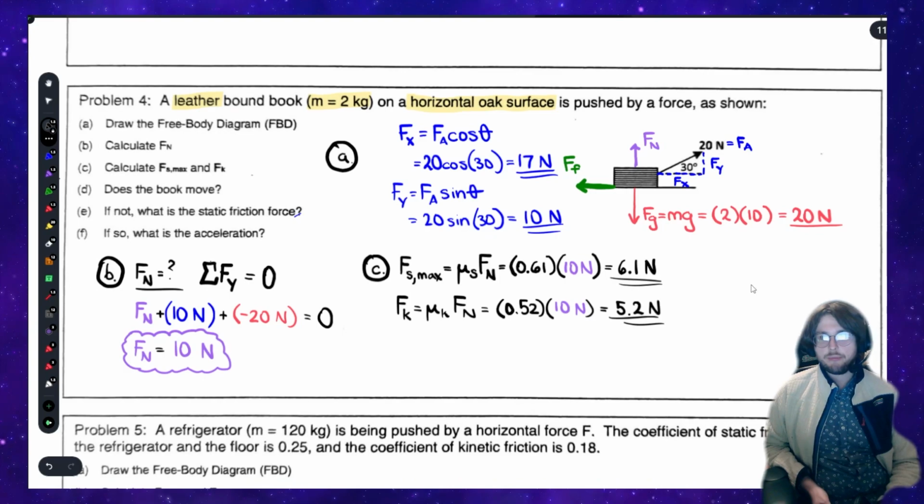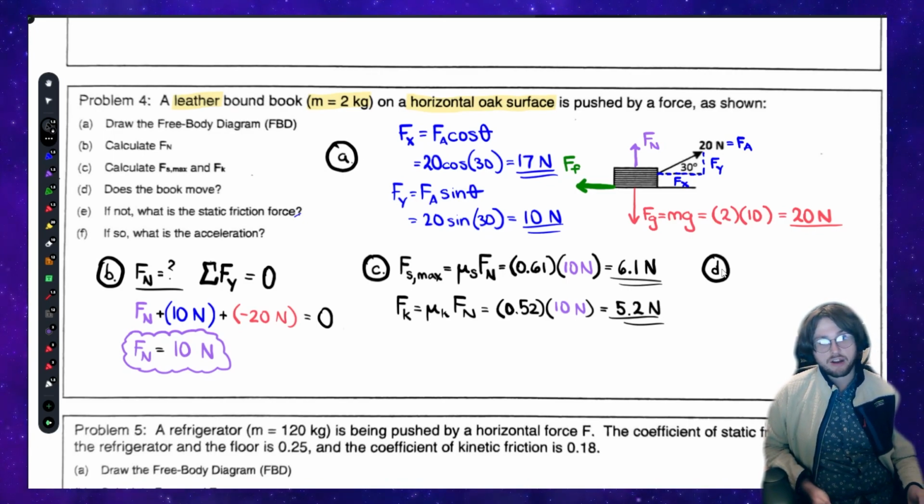And now part D is really just asking the important question here. Does the book move? And this is down to whether or not we've broken static friction. So keep in mind with Fx, which is really the direction that matters for breaking friction, because that's where they're adding up, keep in mind that Fx is 17 newtons. So it's quite a bit larger than either of these two forces.